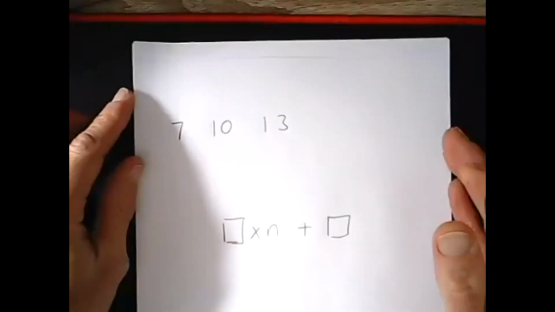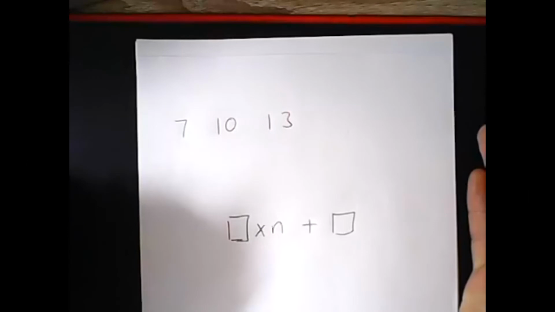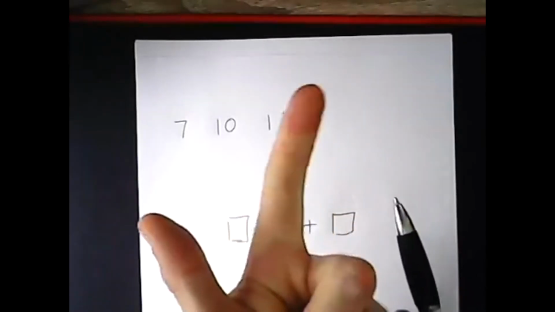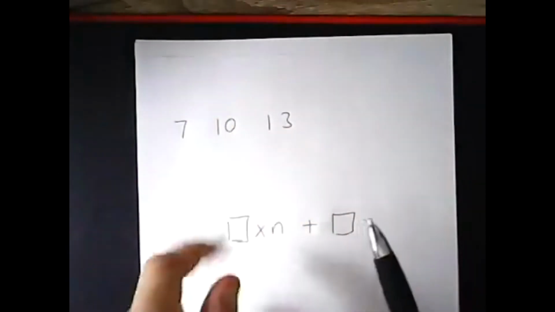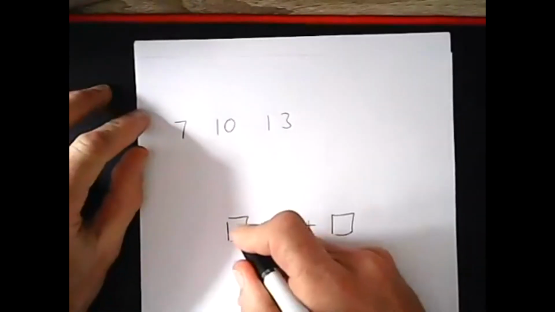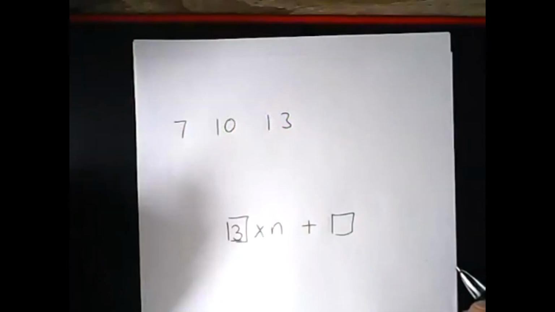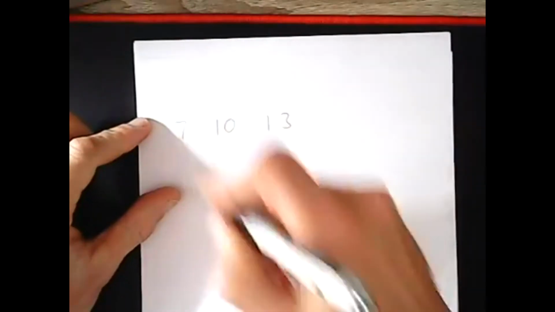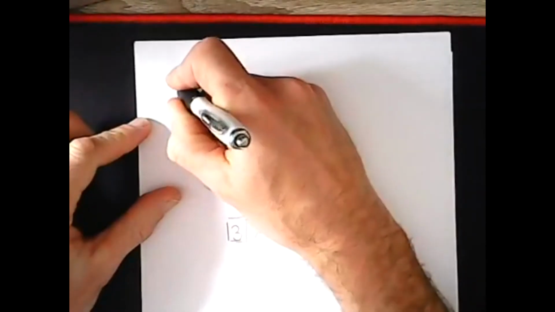Okay, right. Think about the number we're going up in. Okay, 7. 7 to 10. 8, 9, 10. Going up in 3s. 10, 11, 12, 13. So going up in 3s. So that bit there is a 3n. Now, think about your 3 times table, because that's what that is, 3 times table.